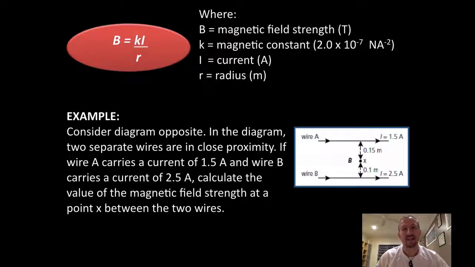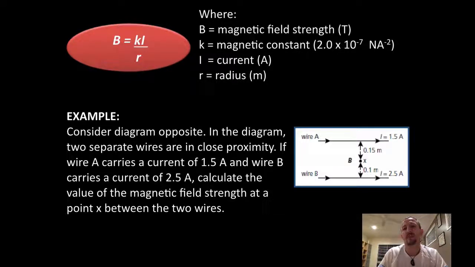Now, the magnetic constant would be given to you in an exam. You wouldn't be expected to actually remember it. But basically what it's working on is the principle that the further you go away from the wire, the more your magnetic field strength will decrease. Now, that comes from an equation between magnetic field strength and radius. If you plot this on a graph, you're going to get a straight line.